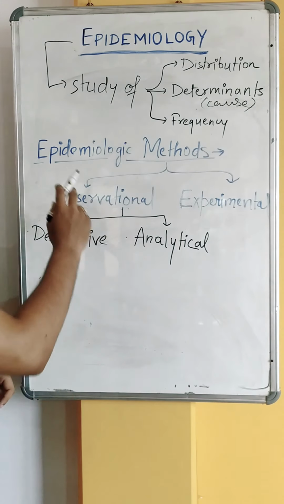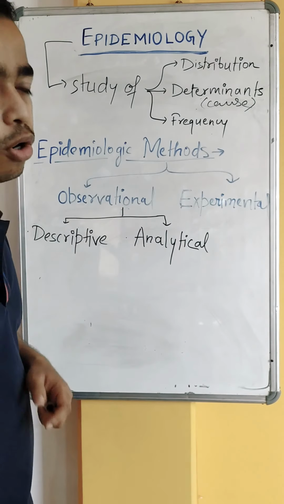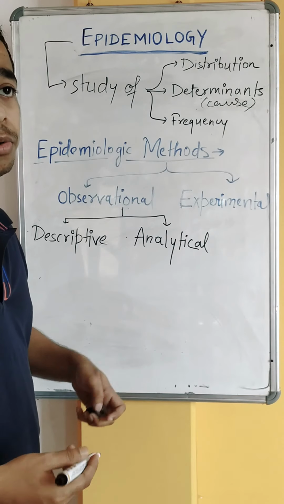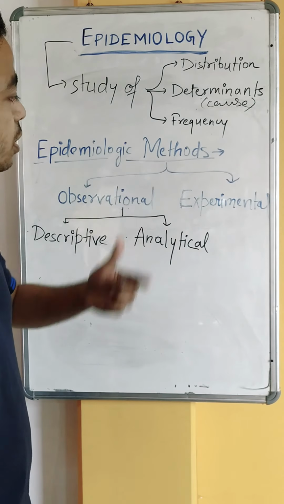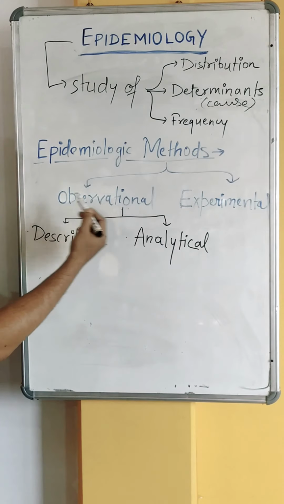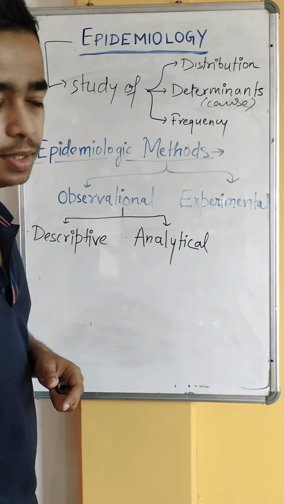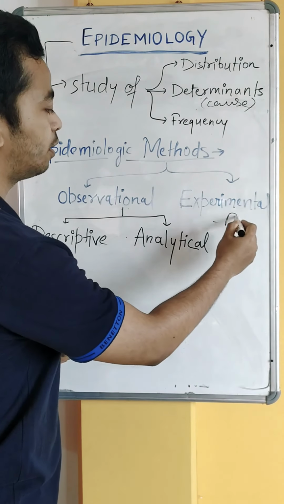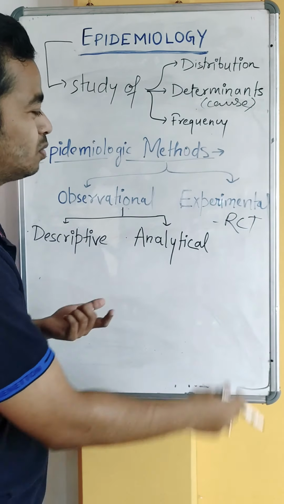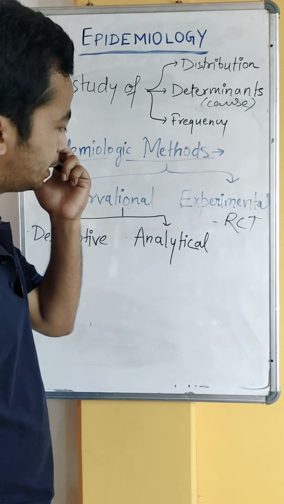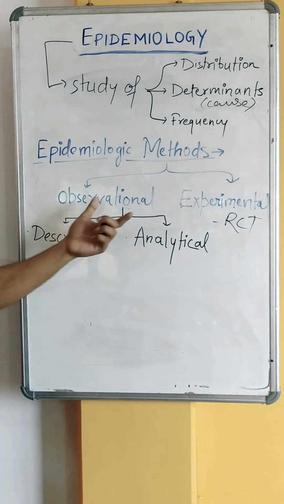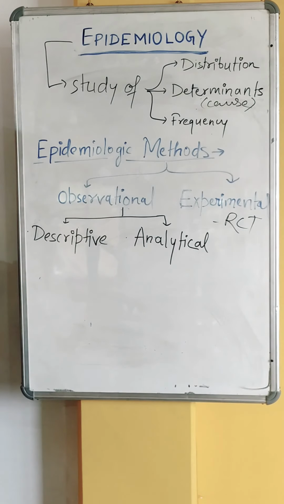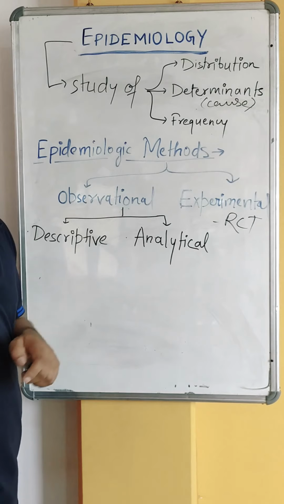Now let's come to epidemiologic methods. Broadly speaking, epidemiologic methods are how we are going to perform epidemiology. They are divided into two parts: observational and experimental studies. Experimental studies consist of the randomized controlled trial, which we'll study later. Let's come to observational studies, which consist of descriptive epidemiology and analytical epidemiology.